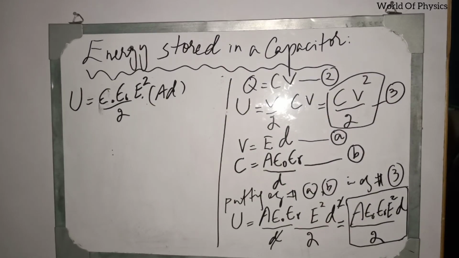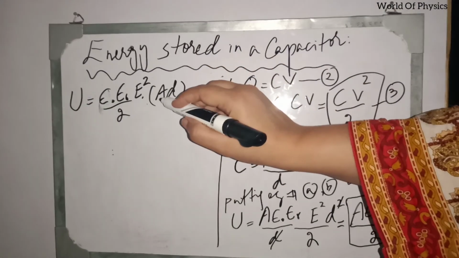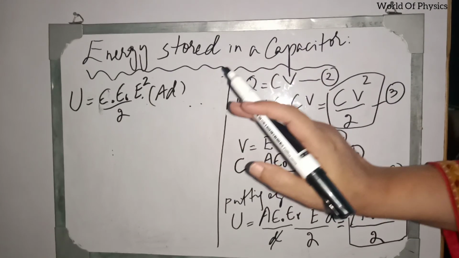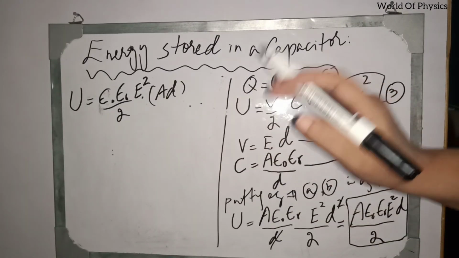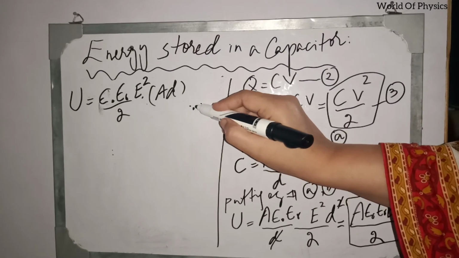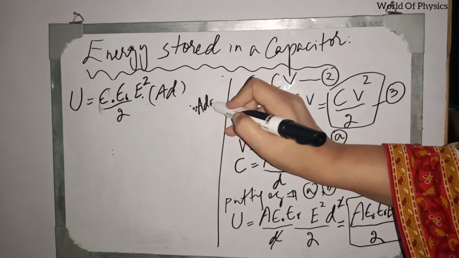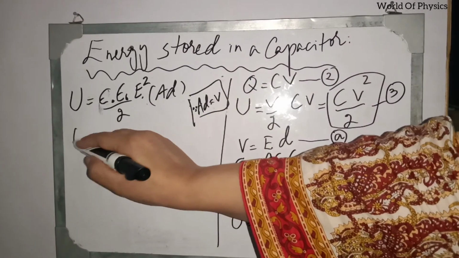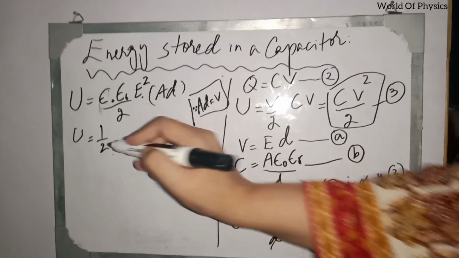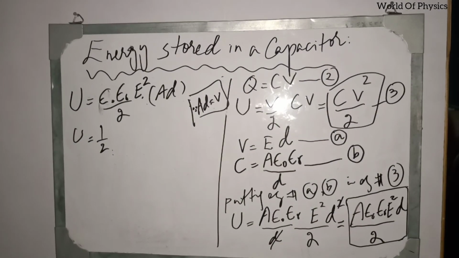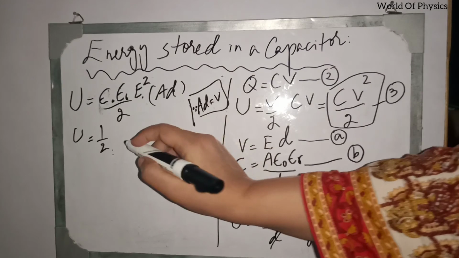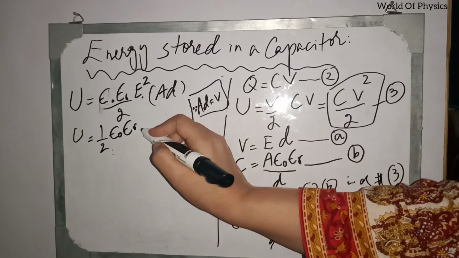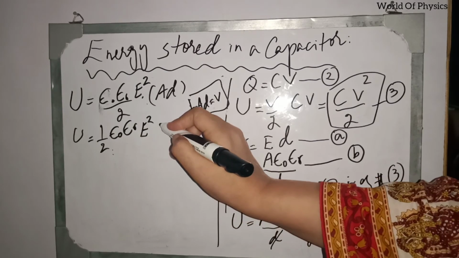Why have I combined these two values? Because they show the same values. A means area, D means distance, and whenever we multiply 3 distances, it means we are going to get volume. So A into D is equal to V, which is volume. By putting this value, energy is equal to half epsilon naught epsilon r into E square multiplied by volume.